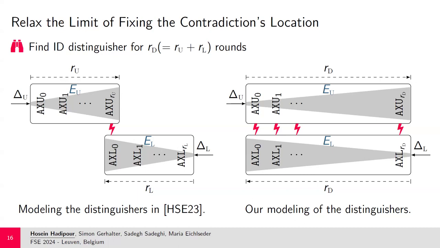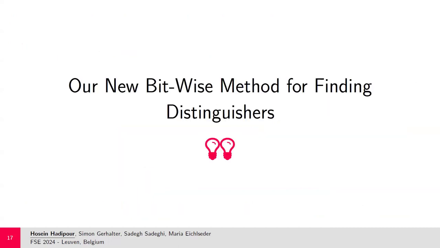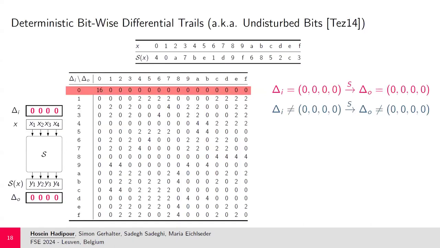This way, the solver locates the best position for the contradiction, depending on your objective function. Right? So this again has another limit. Our model was originally proposed for strongly aligned block ciphers. So another contribution of this work is that we extended it to bitwise or weakly aligned designs also. To do so, we essentially should model the propagation of truncated trails or deterministic trails at the level of bits.